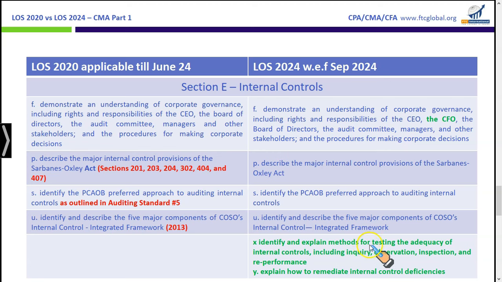Identify and explain methods for testing the adequacy of internal controls, how we know internal controls are efficient and effective, including inquiry, observation, inspection, and reperformance. So this is clearly a domain of internal auditing. Internal auditing was removed in the last update of your syllabus on January 1st, 2020. But this is specifically related to internal audit. I don't know how they will test it without internal audit. Let's see. So this is the new addition. Explain how to remediate internal control deficiencies. If there are internal control deficiencies, what ways do we have to remedy the problem?